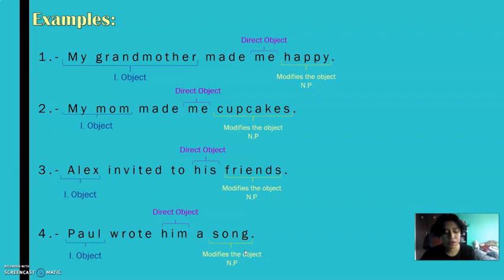Okay, this is very important. Don't forget about the direct object and the indirect object. Don't forget, the direct object is the action that is happening, and the indirect object is the person or place for whom the action is taking place. Okay.